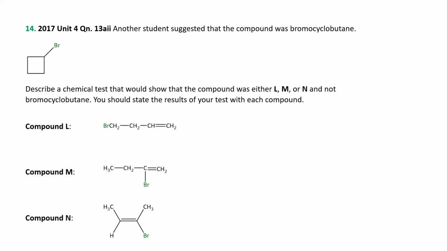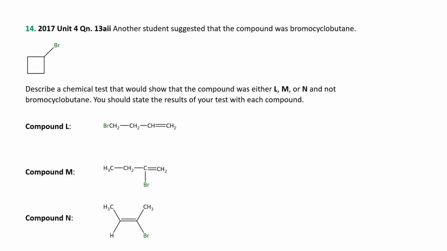Another question that, if you've worked through some of the other worksheets, you've seen a whole bunch. We've got a compound that is C4H7Br, and it can be one of these three compounds where you've got a double bond in there, or it can be this compound where you have a ring. What we're looking for is a chemical test that would show the compound was either L, M, or N, and not this one.